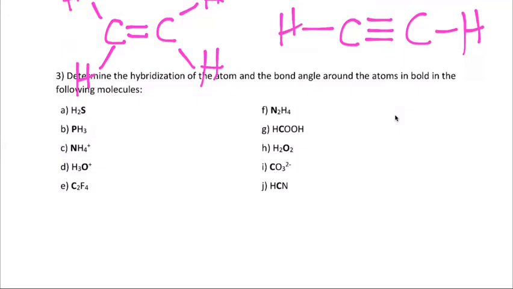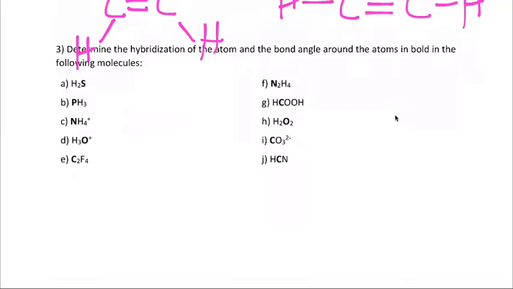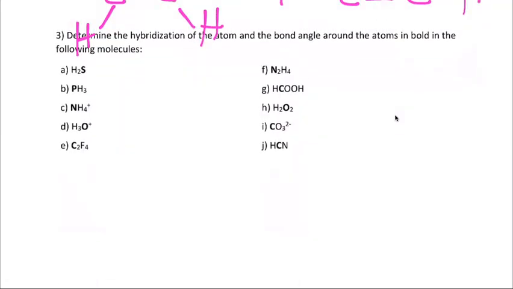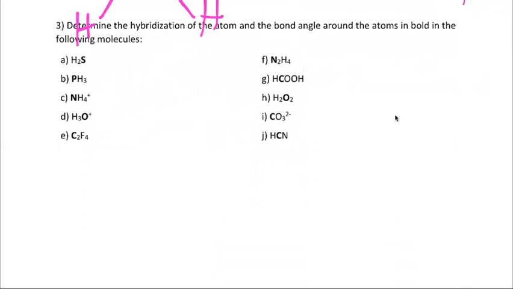The last one just says, determine the hybridization of the atom and the bond angle around the atoms in bold. So make sure that you're looking at the one that's bolded. You're going to have to, number 1, draw the Lewis structure. There's some space on here. If you need to do it on a separate page and then scan it in with your notes separately, that's fine. But you should have the Lewis structure drawn.